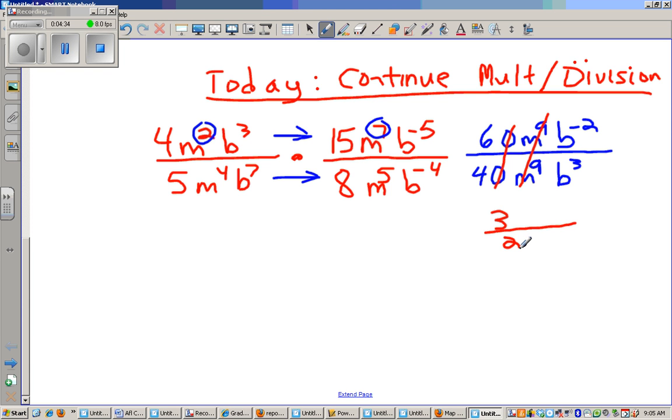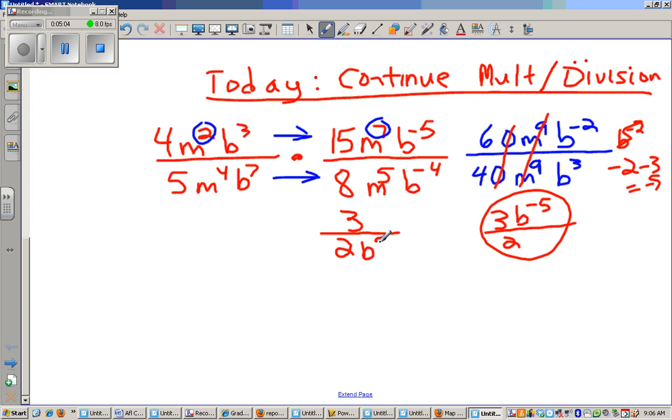And then here I have b to the negative 2 over b to the 3. And you can do this one of two ways. You can go subtraction of powers. So you'd have negative 2 take away 3, which produces negative 5. So you could write it as 3b to the negative 5 over 2. Or another acceptable answer is to say that negative 5 can now be moved to the bottom. You may remember that. Negative powers can be moved to the bottom. So we could have also written that answer like this. So both of these would have been acceptable answers.